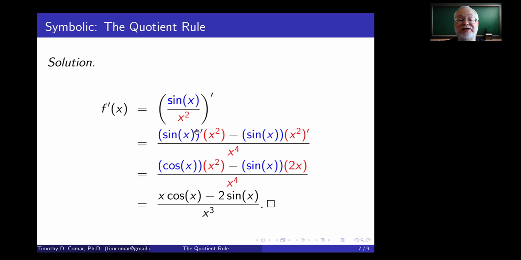Here we get that the derivative of sine x is cosine x, the derivative of x squared is 2x. And we are going to clean this up a little bit, and we can divide out an x from top and bottom over here to get this final form.